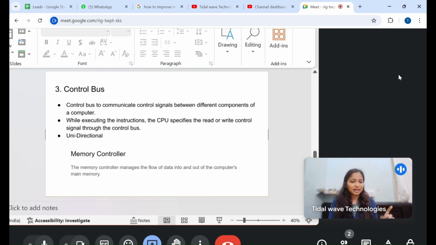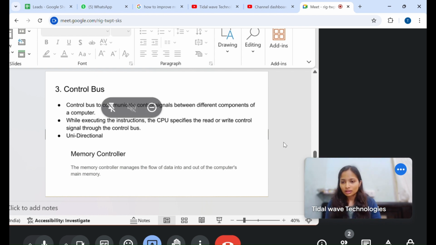Only data bus is bidirectional, and you have to mention that point in your exam. Only data bus is bidirectional. The control bus and address bus are unidirectional. You have to mention this point. And one more thing, for sure they'll ask this question for 5 marks in your final exam. You have to write these points, the 3 buses. You have to elaborate these 3 buses, and also you have to mention one diagram.